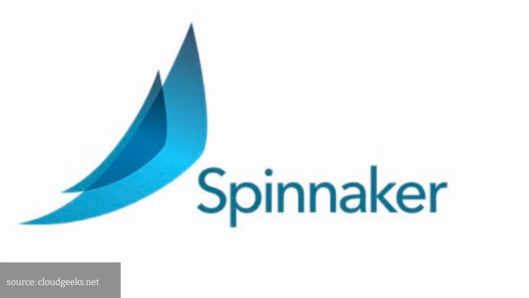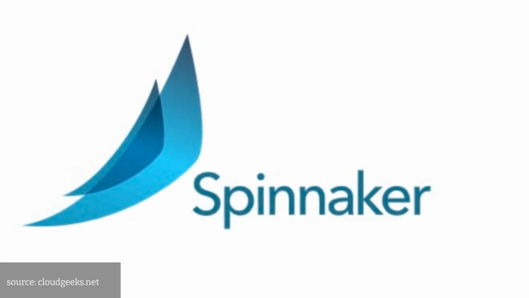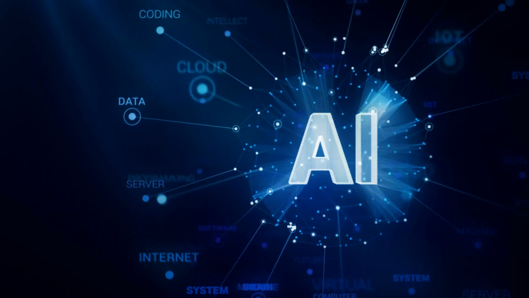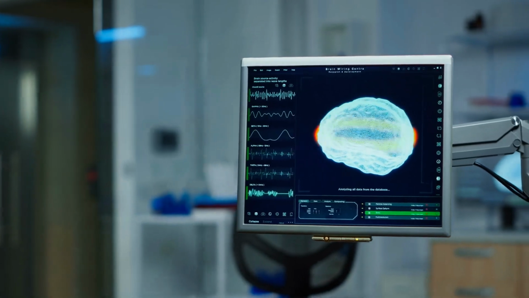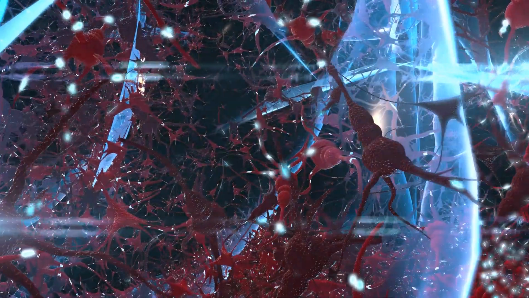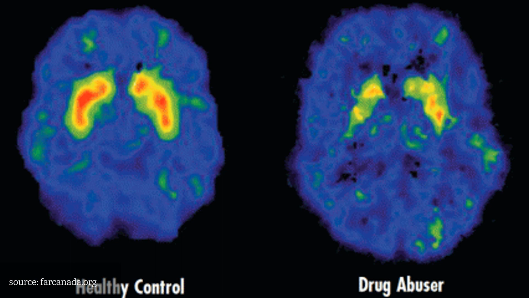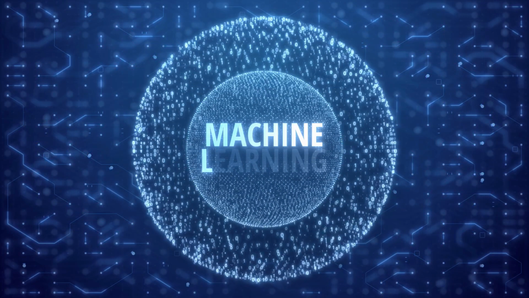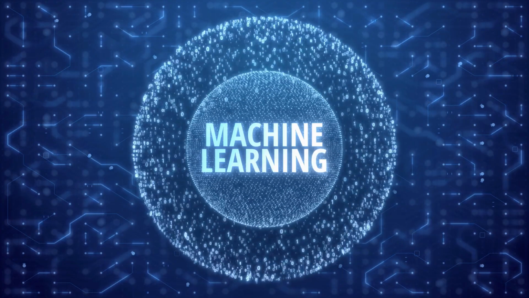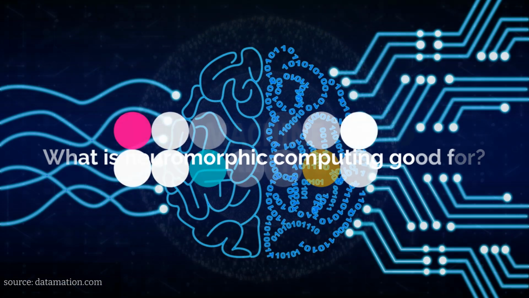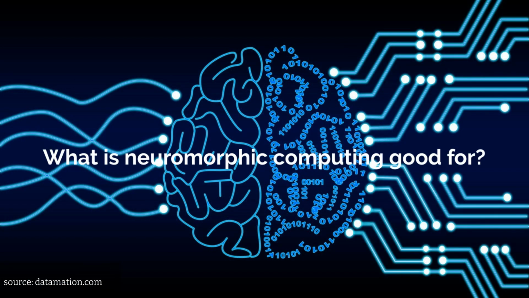The Spinnaker system is used for a wide range of applications, including robotics, artificial intelligence, and neuroscience research. It has been used to simulate the behavior of networks of neurons in the brain, and to study the effects of various drugs and other substances on neural activity. It has also been used to develop new algorithms for machine learning and other applications.